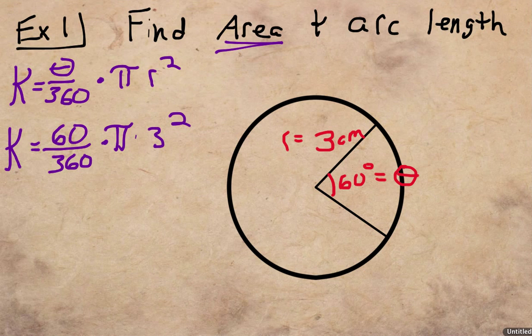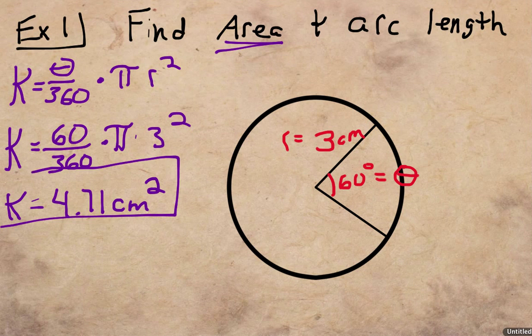And you should be able to just punch that in, guys. That'd be 60 over 360 times pi, which could be 3.14, times my radius squared. Okay, and I get the area 4.71 centimeters. And since we're talking about area, square centimeters.